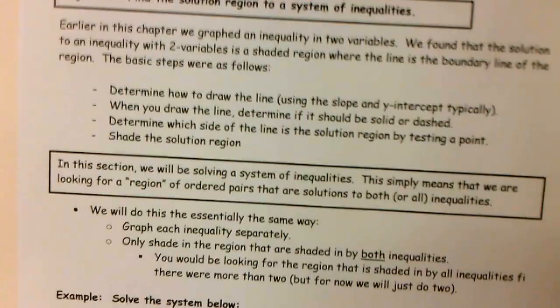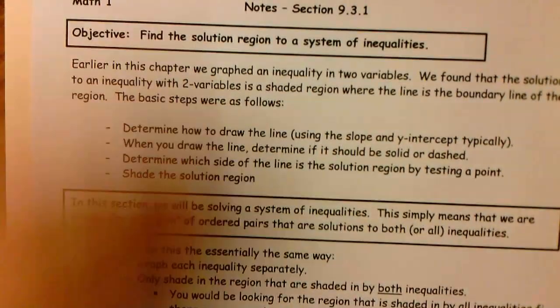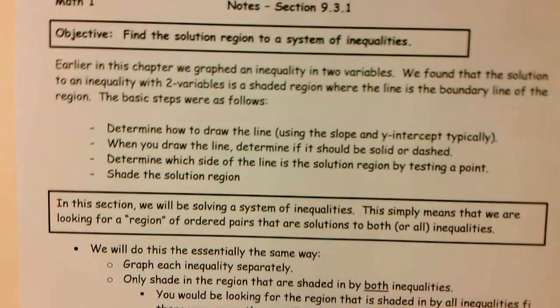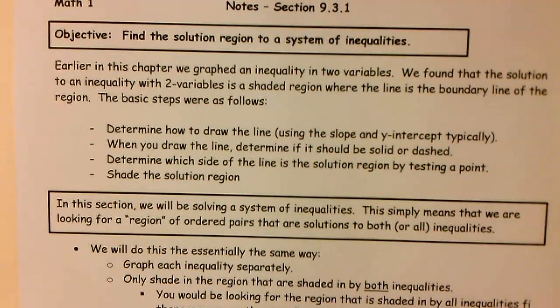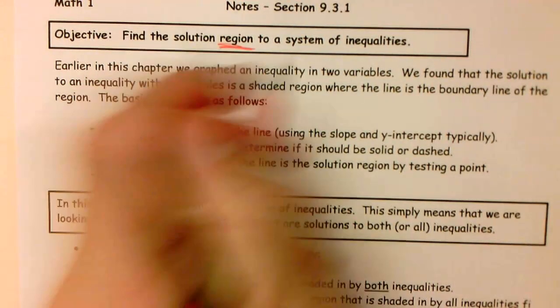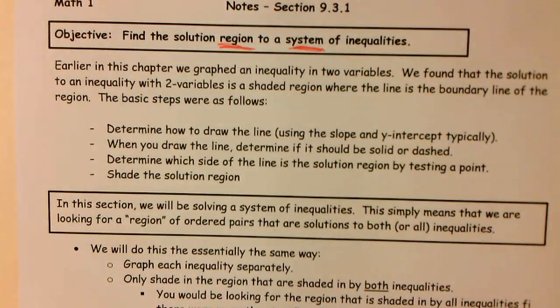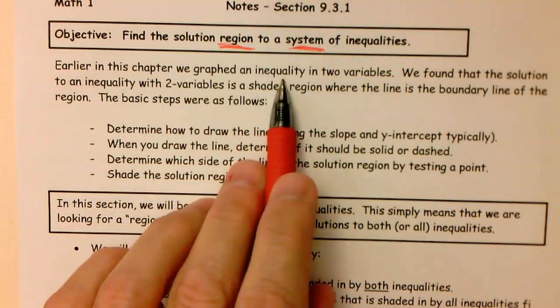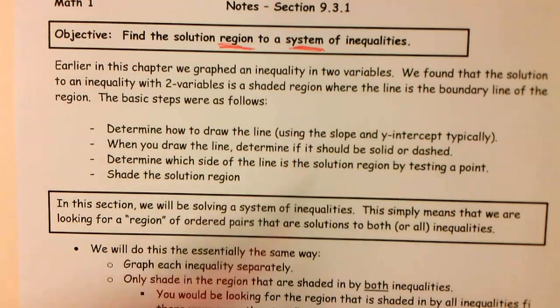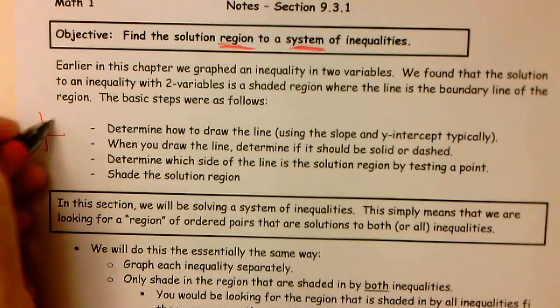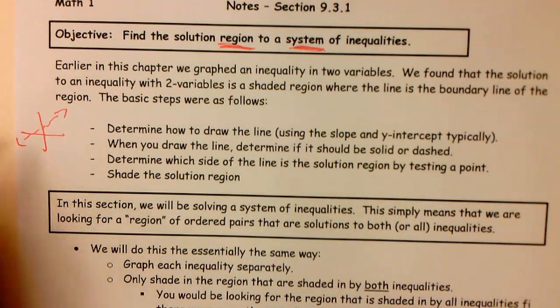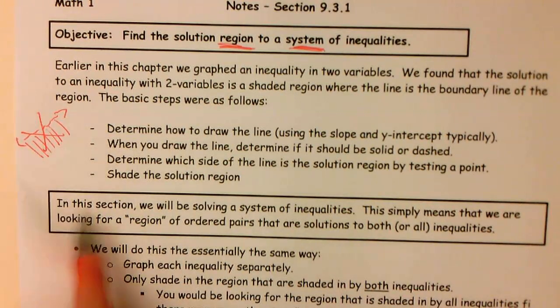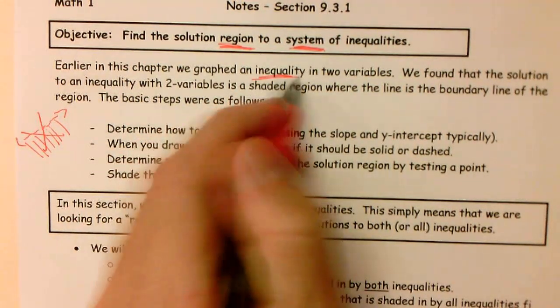So today we are going to look at finding the solution region to a system of inequalities. Now, as I wrote here, earlier in the chapter, we graphed an inequality in 2 variables. Remember, we drew the line, and maybe it was solid or dashed, and we shaded one side and we found the region that has all of the ordered pairs that are solutions to an inequality.